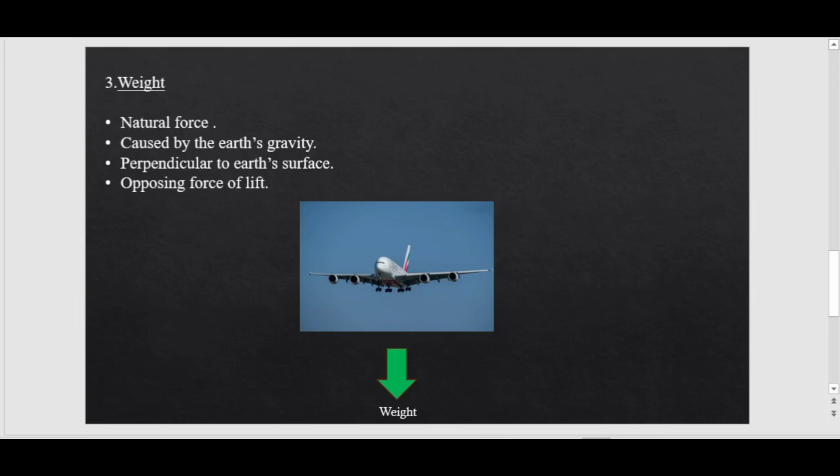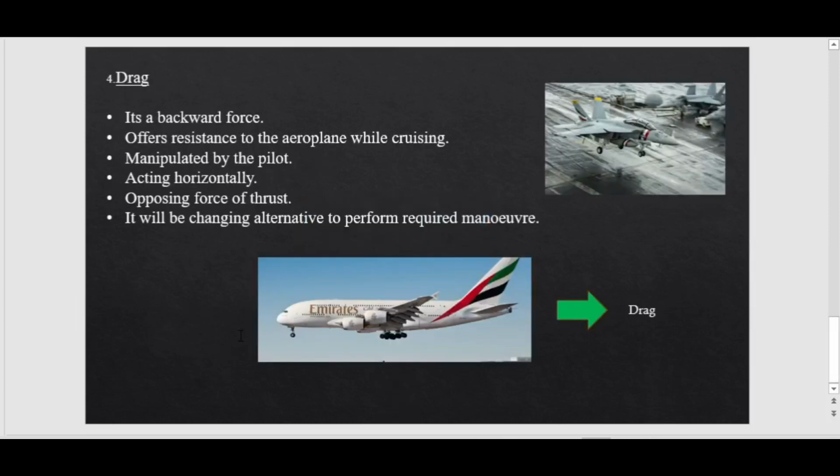The next force is drag. Drag is a backward force which always offers resistance to the aircraft flight path. Not only aircraft, but any object flying in air. Even this force is controlled by the pilot. It always acts horizontally, and this is an opposing force of thrust.